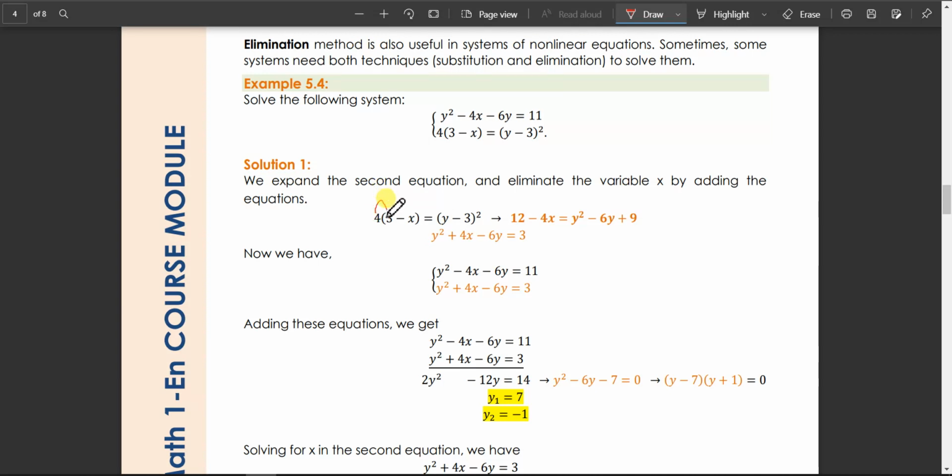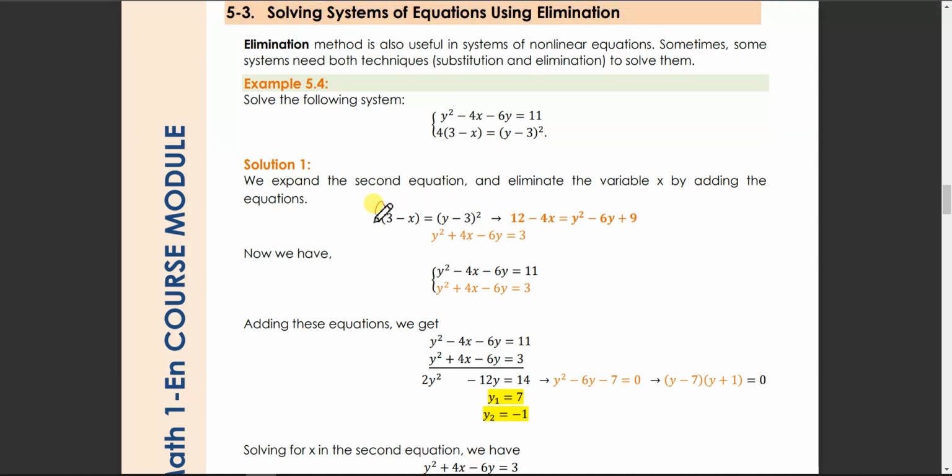kanang distribute si 4. So 4 times 3, that is equal to 12. 4 times negative x, that is equal to negative 4x. Then equal to, we expand this. So again, to expand this, we are going to square the first term. Then that is equal to y squared. Next is we multiply the first term by the second term. Then we multiply it by 2. So y times negative 3, that's negative 3y. Then we multiply it by 2, that's why we have negative 6y. Lastly is to square the last term. So negative 3 squared, that is equal to positive 9. So this is the expanded equation.